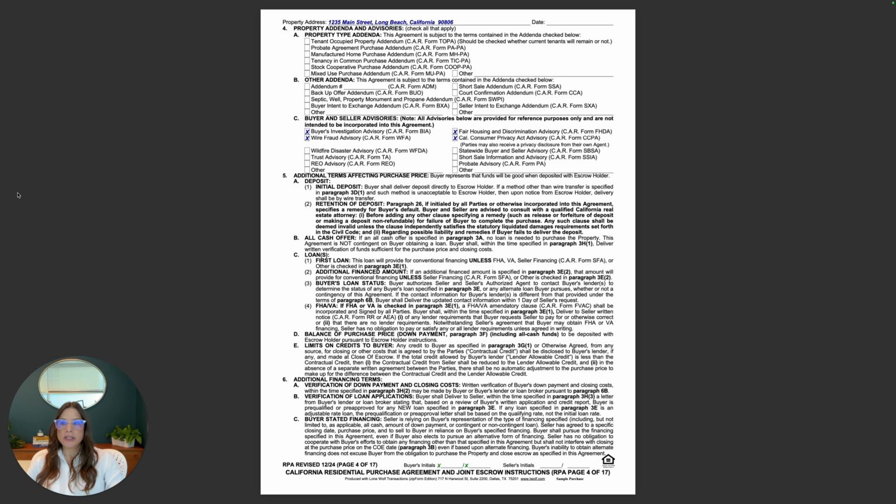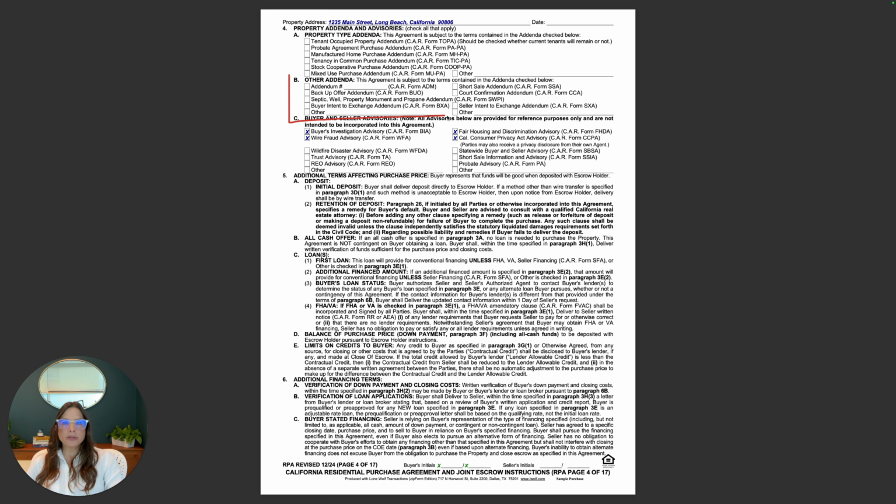Okay. Next page. Now this is going to go faster. Any other addendums that are part of this contract get checked off here. If it's tenant occupied, we check that off. If it's a probate, meaning someone passed away and the property's being sold and there's no will or trust and it went to probate, you check this off here. If it's a manufactured home, you check this off. Most of these don't get used in typical residential sales.